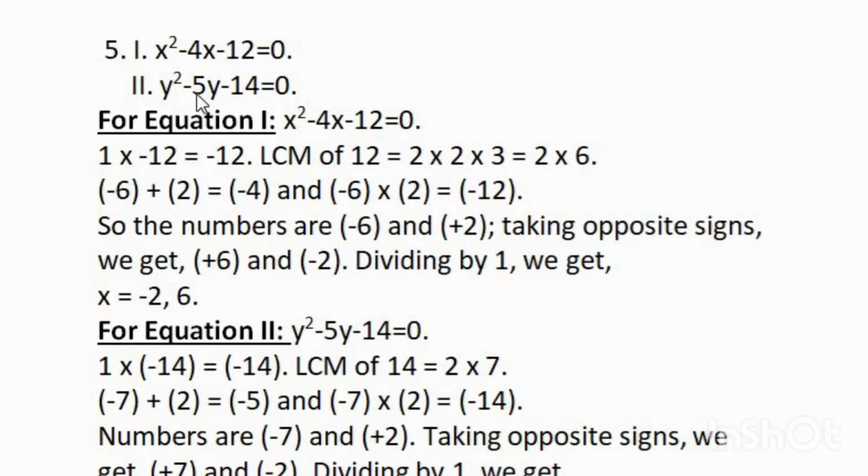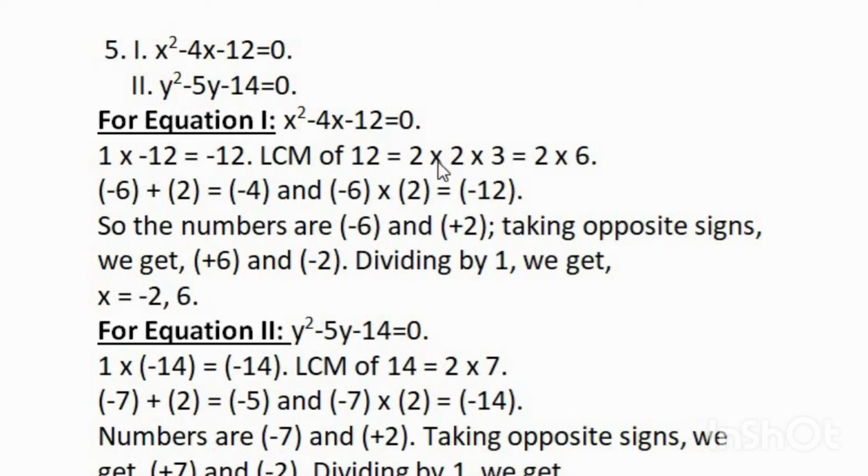Going to the next question, the equations are x square minus 4x minus 12 equal to 0, and y square minus 5y minus 14 equal to 0. So in the first equation, the numbers are 1 into minus 12, right? So the third term, the constant term, is minus 12, and the x square term is plus 1. So 1 into minus 12 equal to minus 12. Take the LCM of the number.